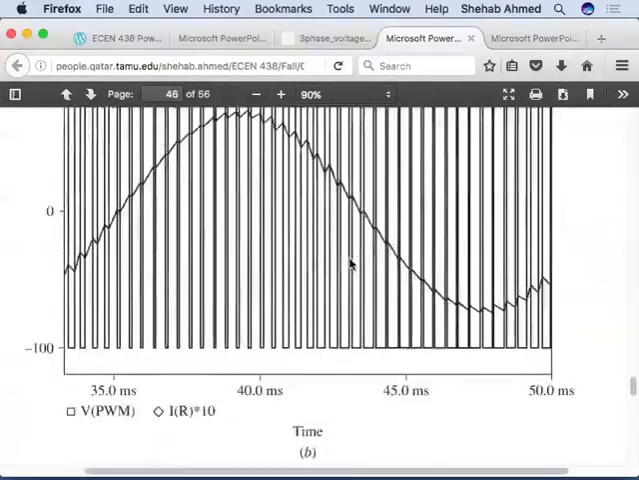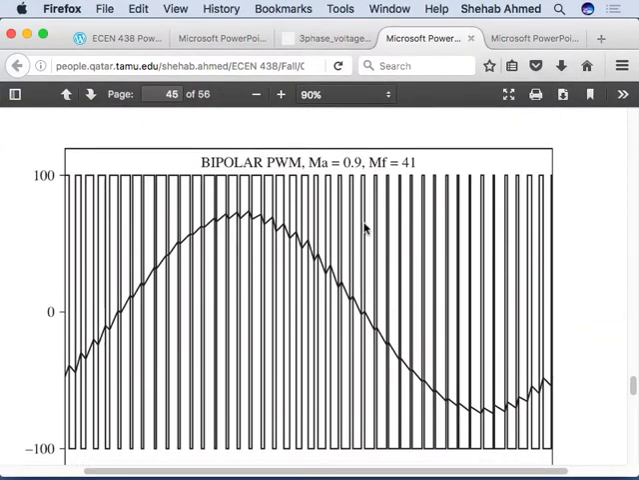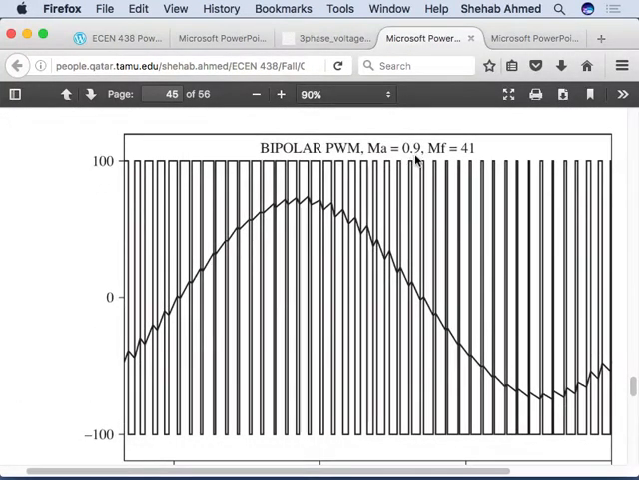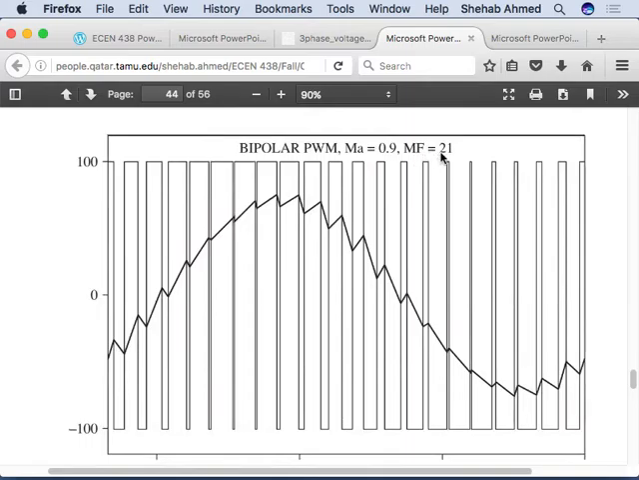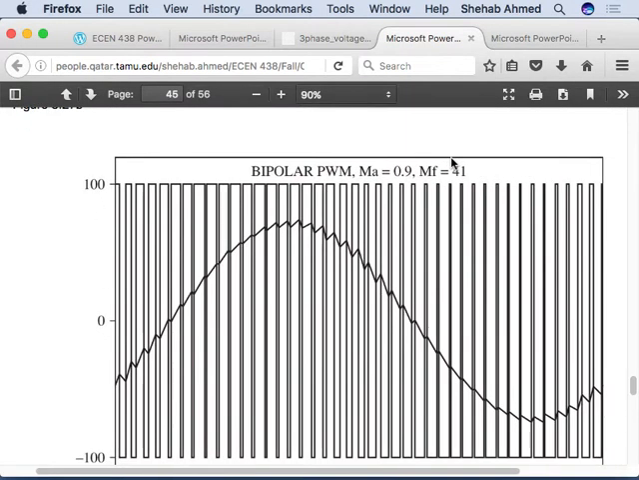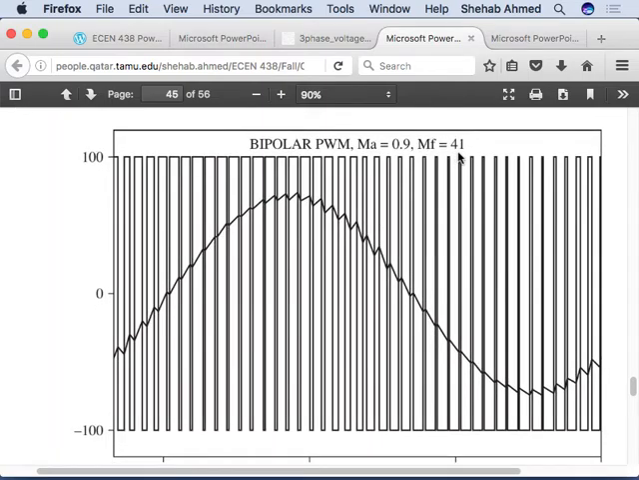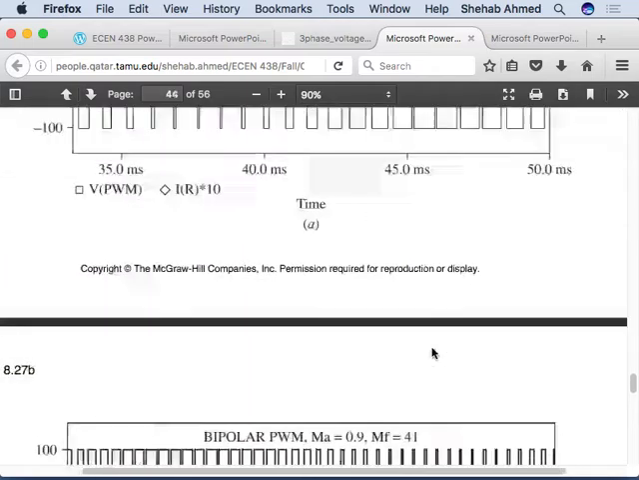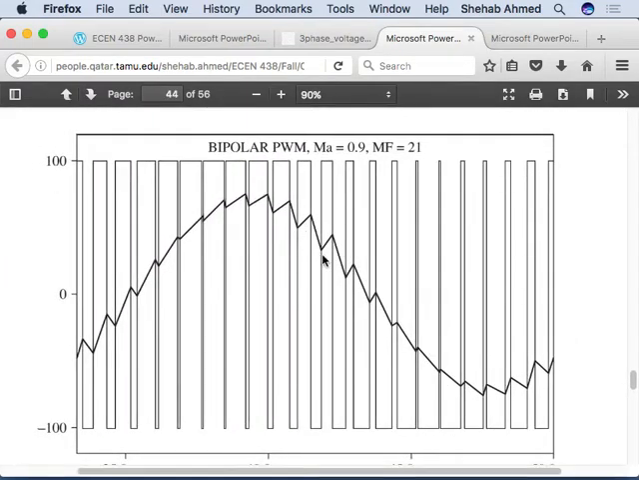Bipolar. Obviously, here they've improved what? They've kept the same modulation index, 0.9, but they've increased the frequency modulation index, which means I've increased my switching frequency. It's like sampling your waveform a lot faster, like sampling in signal processing. So you expect to get a better waveform. This waveform definitely is closer to a sine wave than this waveform. This has a lot more ripple, right?